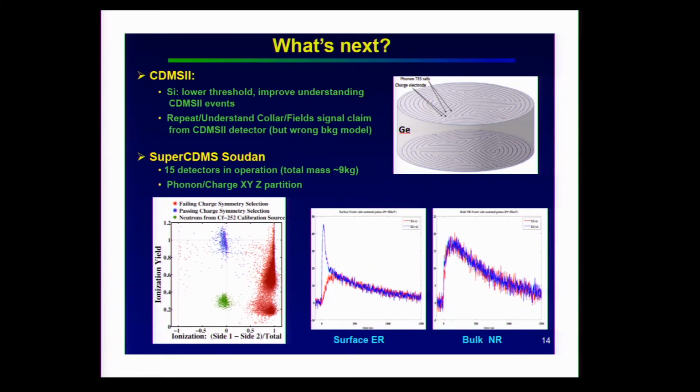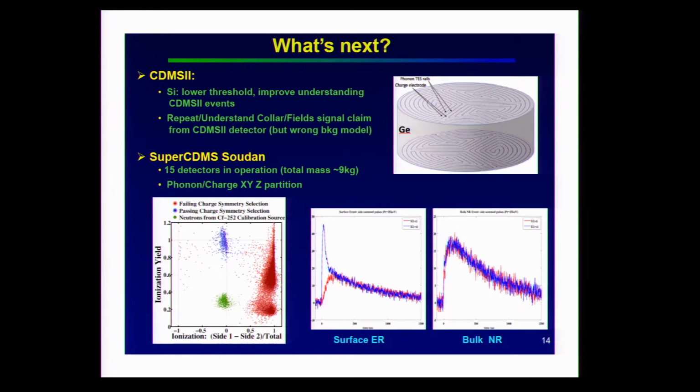What's coming next? We're going to continue analyzing the silicon to lower the threshold and improve our understanding of these events and the background. We're also repeating an analysis: Juan Collar from CoGeNT did some analysis of the CDMS II detector and found some signal. However, we believe he was using the wrong background, and we're repeating this analysis.